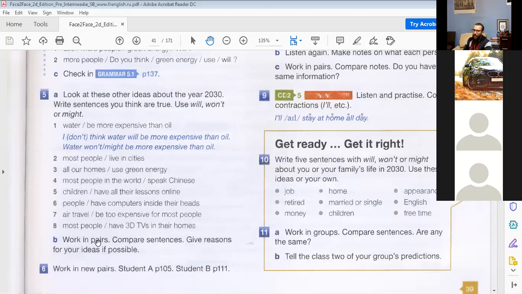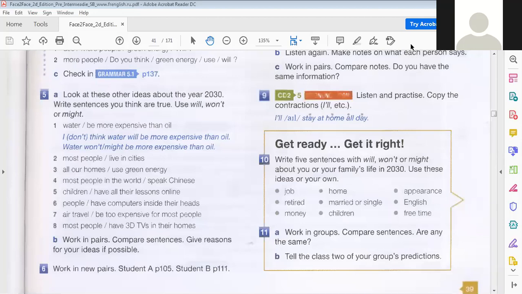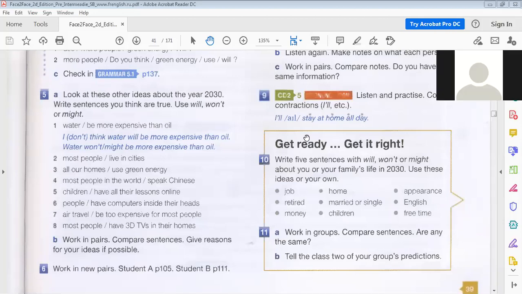Okay, what about the last point here, about 3D TVs? In 9 years, do you think people will have? Yeah, you think they will? You think most people will have? Yes. Who has a different opinion? Who thinks maybe people won't have? Any other opinions? No, so it means most of you believe this is true. This will happen in 9 years, that most people will have 3D TVs in their homes.